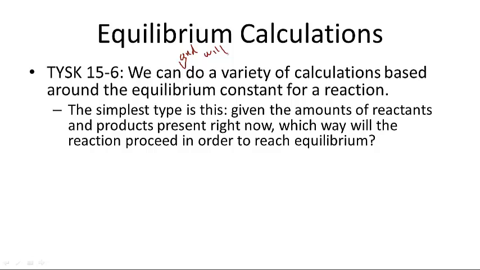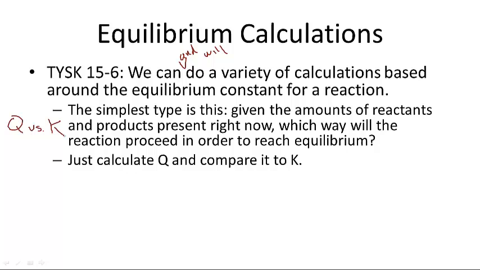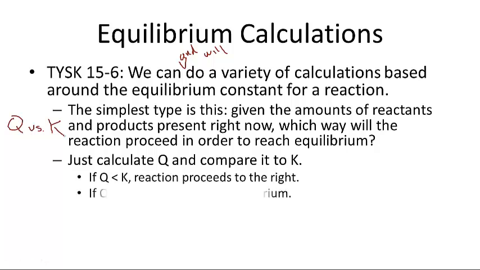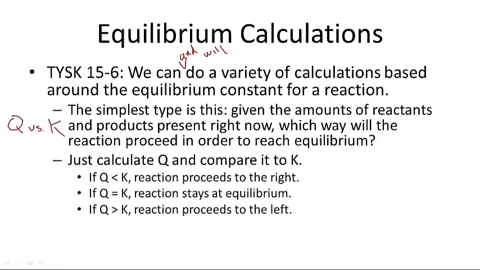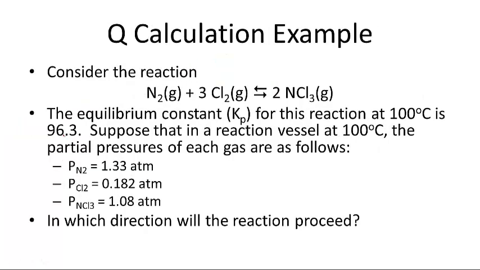The simplest type. If I give you the amounts of reactants and products present, which way will the reaction proceed in order to reach equilibrium? This is your Q versus K, where this is temporary and this is equilibrium. And then, like I said, if Q is less than K, it proceeds to the right. If it equals K, it's at equilibrium already. If Q is greater than K, the reaction proceeds to the left. So let's try this and see how it works.